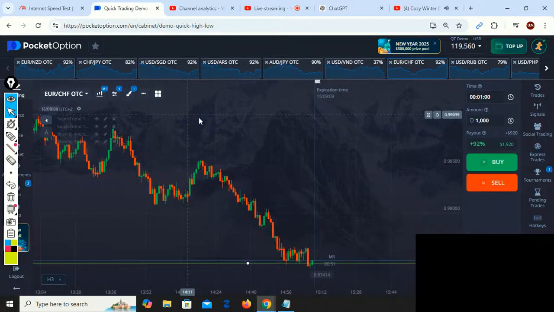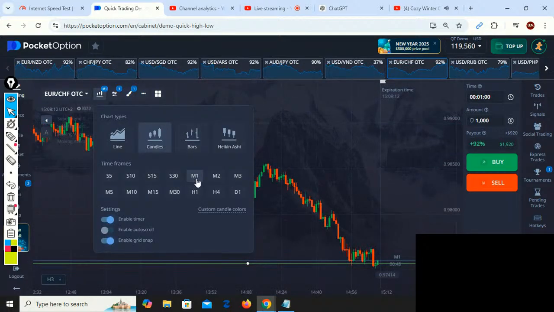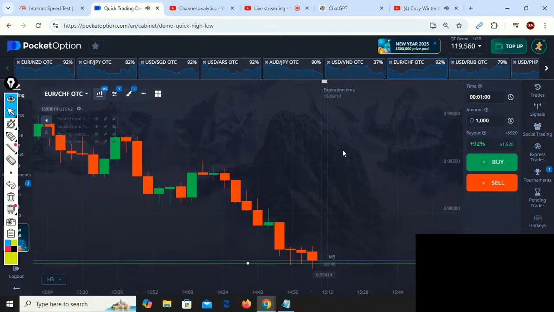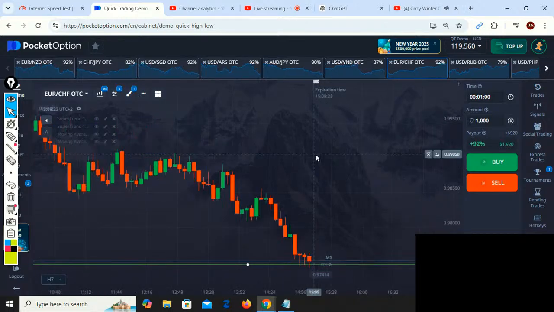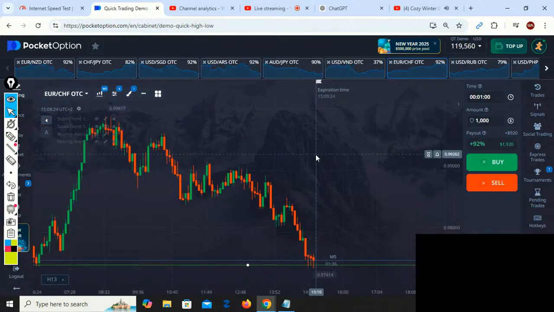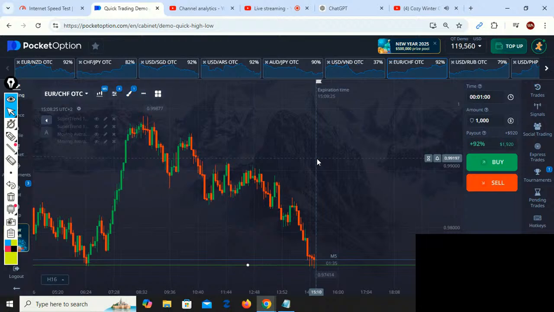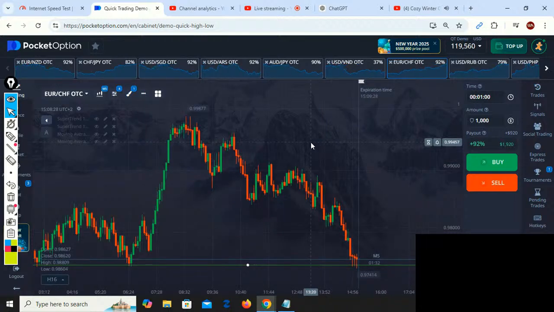The strategy we'll be using today is based on the 5 minute chart, and we use the 1 minute chart to define the entry point. So what is backtesting?